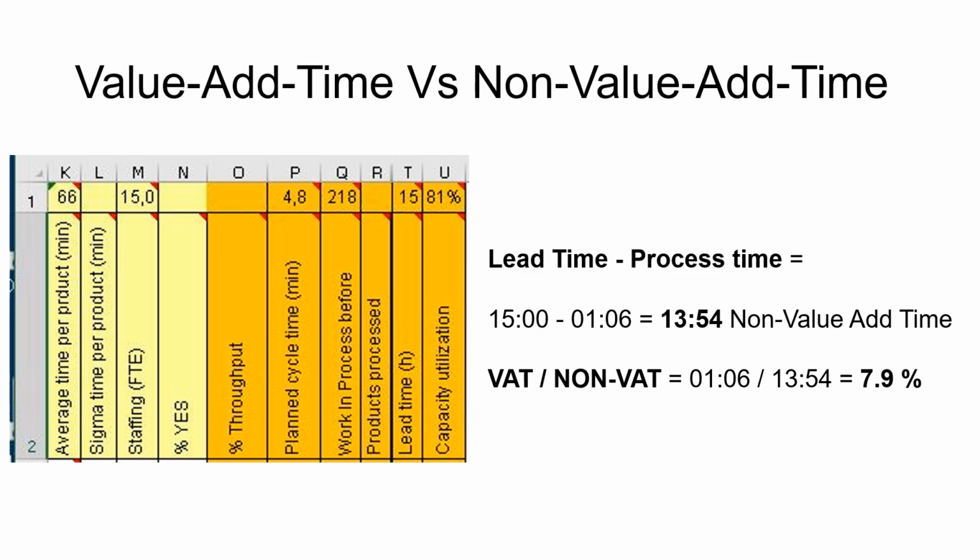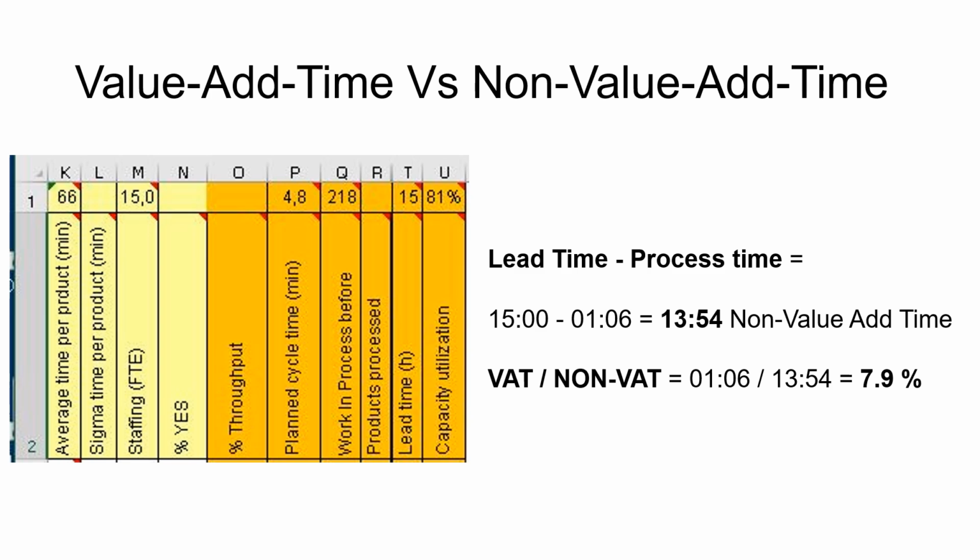Just now the total average lead time to repair a product is 15 hours as shown in T1. Out of these hours we are only adding value for 66 minutes, total process time, as shown in K1. The rest of the time is waiting time along the different workstations, which is non-value add. The difference, lead time minus process time, equals 15 hours minus 1 hour and 6 minutes, equals 13 hours and 54 minutes of non-value add time.